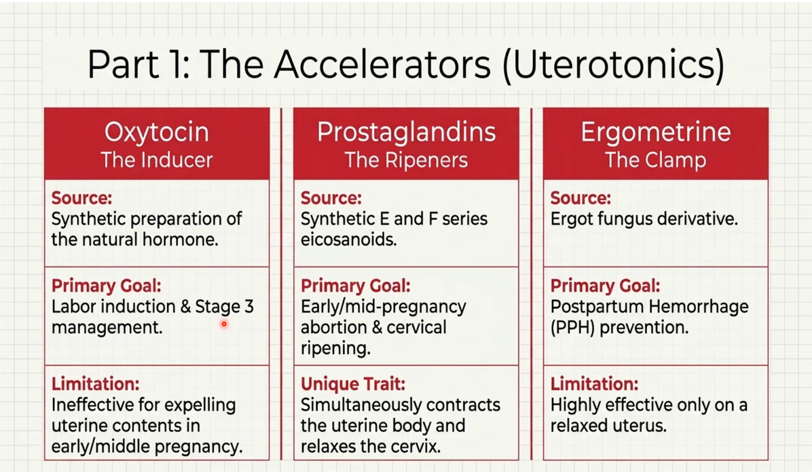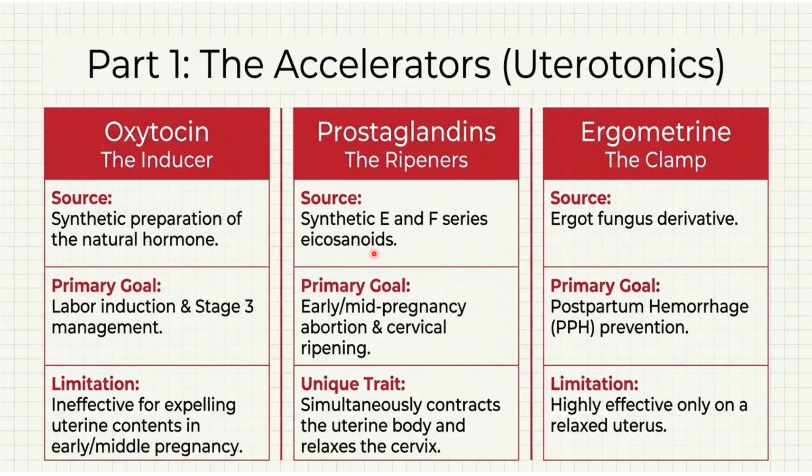However, the limitation of the use of oxytocin is that it's ineffective for expelling uterine contents in early or mid-pregnancy because the uterine smooth muscles are not yet upregulated with the oxytocin receptors. So even if you give oxytocin during early pregnancy, there are not enough oxytocin receptors upregulated by the effect of long-term estrogen exposure, which needs the uterus to reach the third trimester in order to achieve that response.